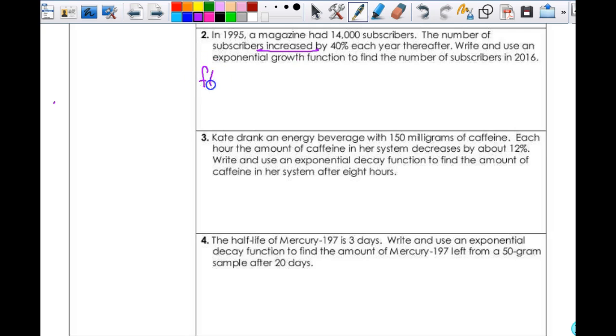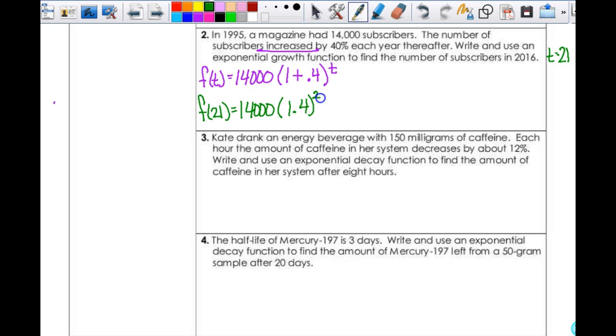All right, so I've got f of t equals, we start off with 14,000. I will actually write 14,000 this time. Times 1 plus, what's my decimal going to look like? 0.4, okay, because it's 40%, so it's 1.4 to the t power. Then I want to figure out in 2016, so what would t equal here? 21, right? And so f of 21 equals 14,000 times 1.4 to the 21st power.